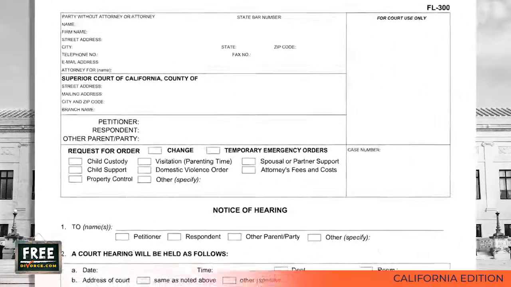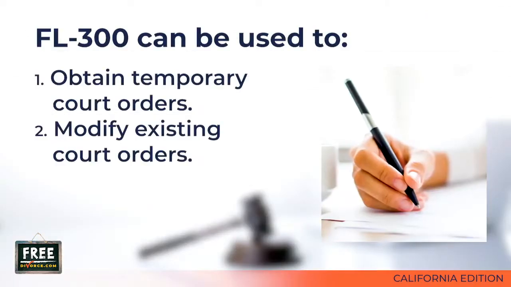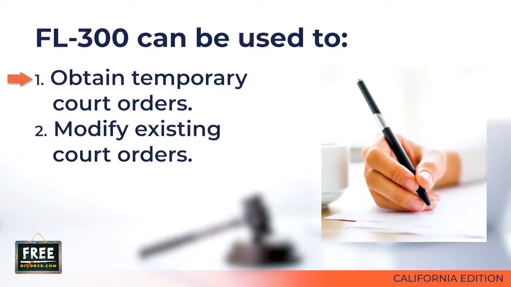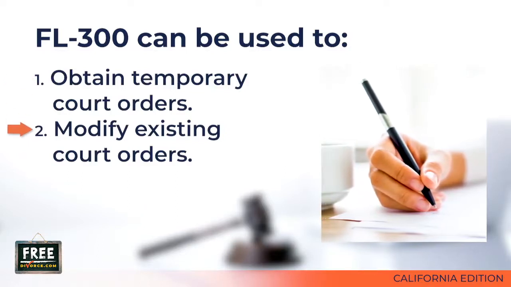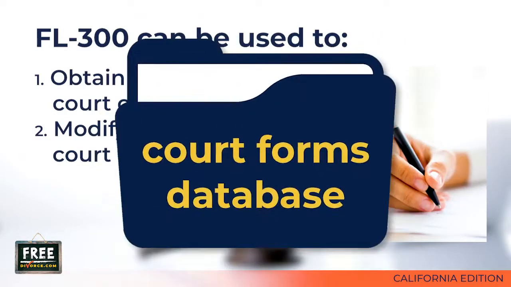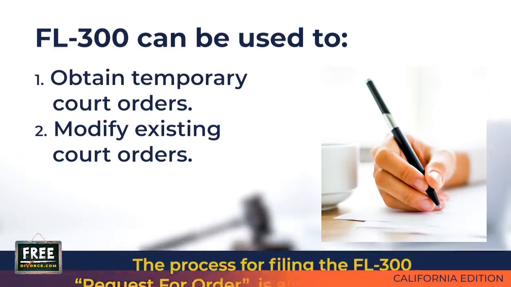You can use the Judicial Council form Request for Order, which is FL 300, for your motion. As previously discussed in earlier videos, the FL 300 form can be used to obtain temporary court orders, but it can also be used to modify existing court orders. A fillable version of the FL 300 can be found in our Court Forms database. The process for filing the FL 300 Request for Order, which is also known as an RFO, is discussed in more detail in a later video in this series.